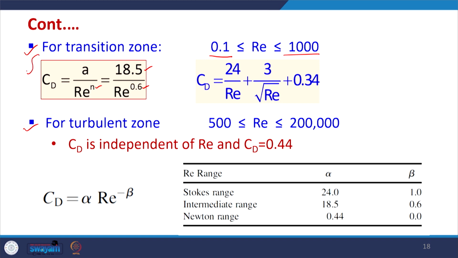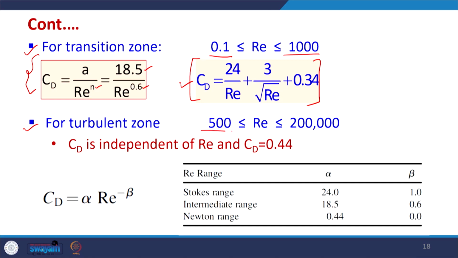So, we can use this equation. Similarly, CD, the drag coefficient, is also given by this type of equation which is reported in the literature. So, we can use any of the equations depending upon the type of water, wastewater, etc. Then for the turbulent zone there is another equation: for Reynolds number from 1000 to 2 lakhs, we can take CD equal to 0.44.